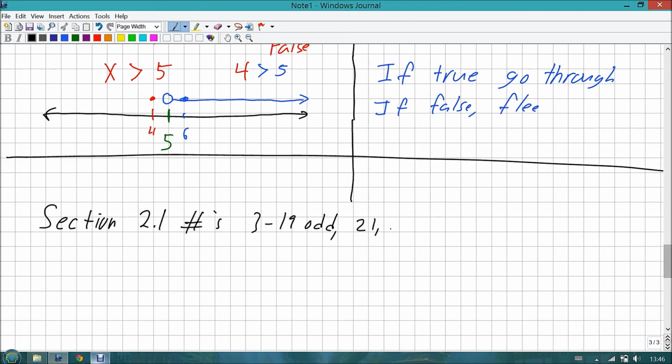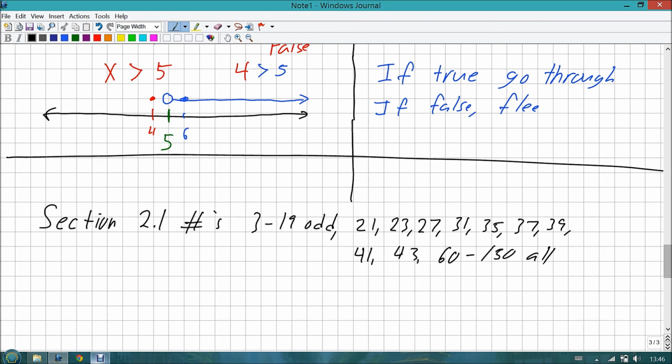And then 23, 27, 31, 35, 41. Actually, not yet on 41. I think we need to do 37 and 39 as well, just for extra practice with inequalities. 41, 43, and then 60 through 150 all.